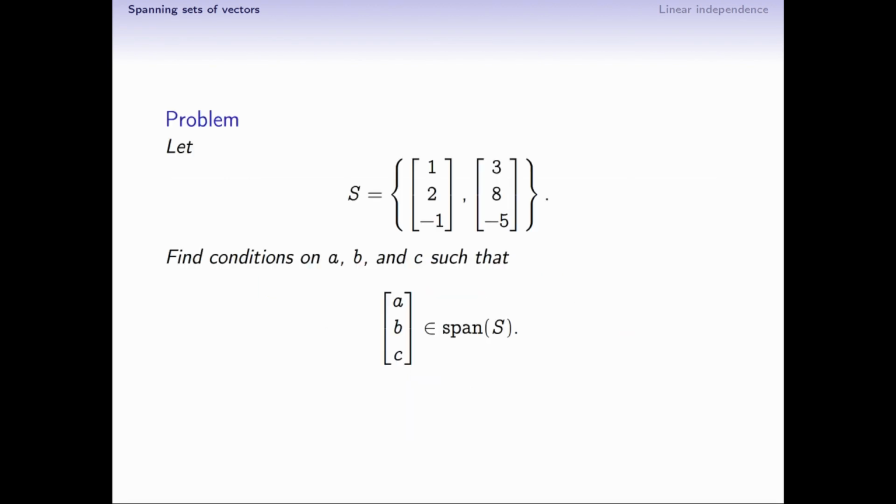Now I want to close this subsection, spanning sets of vectors, by looking at 3 additional problems. So let's take a look at this first problem. Let S be this collection of vectors. So here are 2 vectors in 3-dimensional space. Now we want to find conditions on A, B, and C so that the vector with components A, B, C is in the span of S. So let's head over to the document camera and look at the solution to this problem.